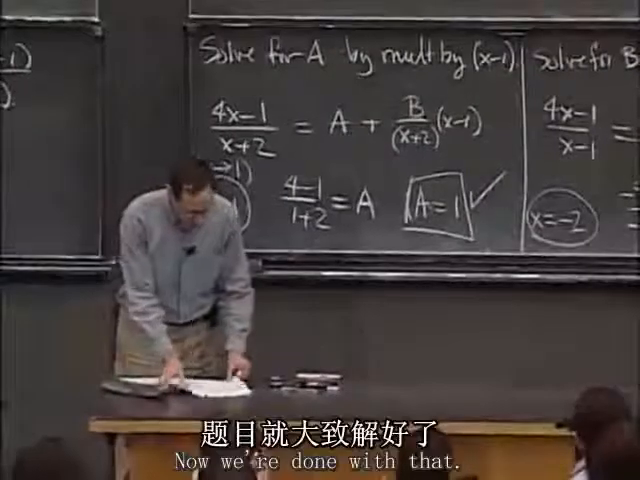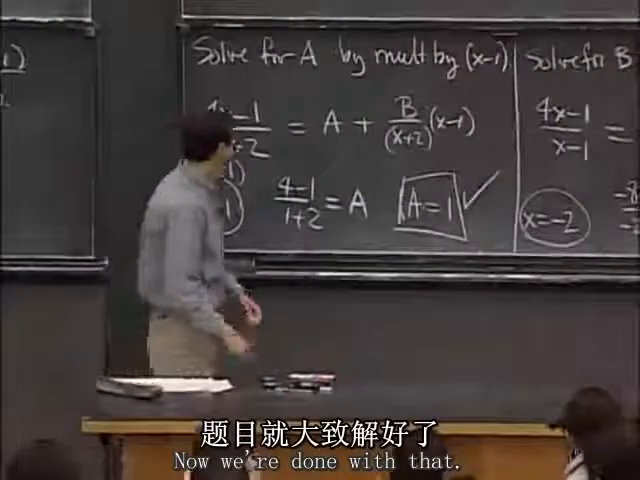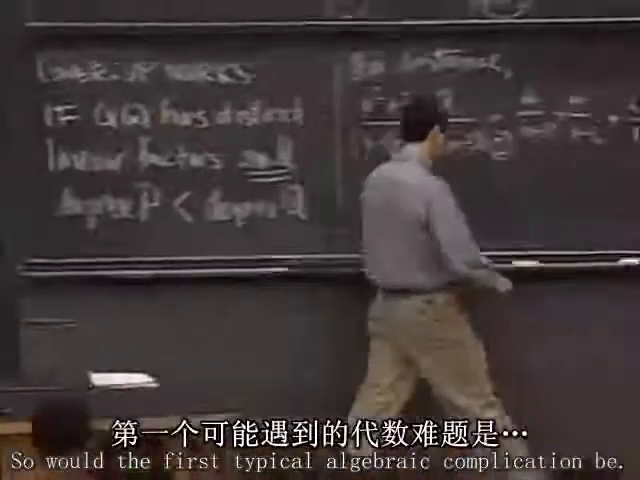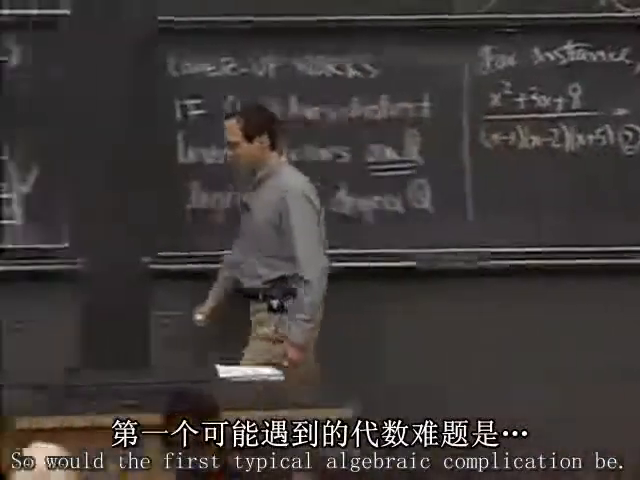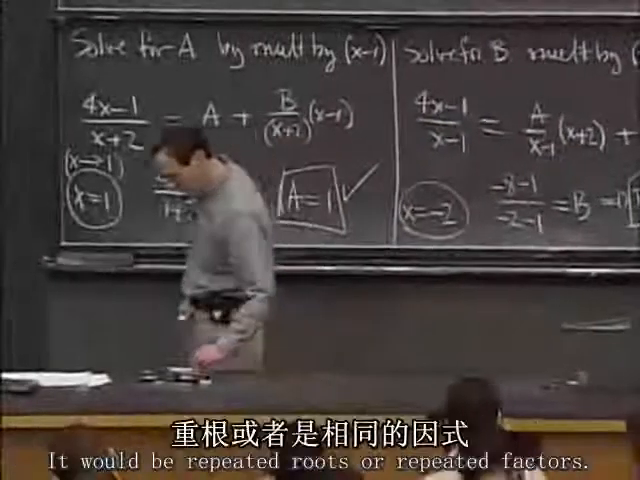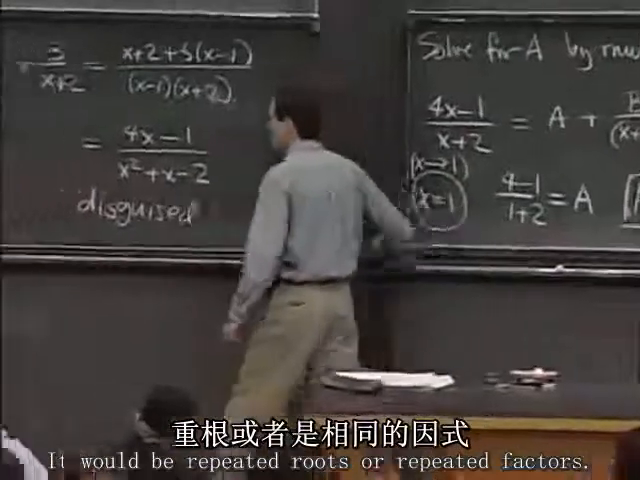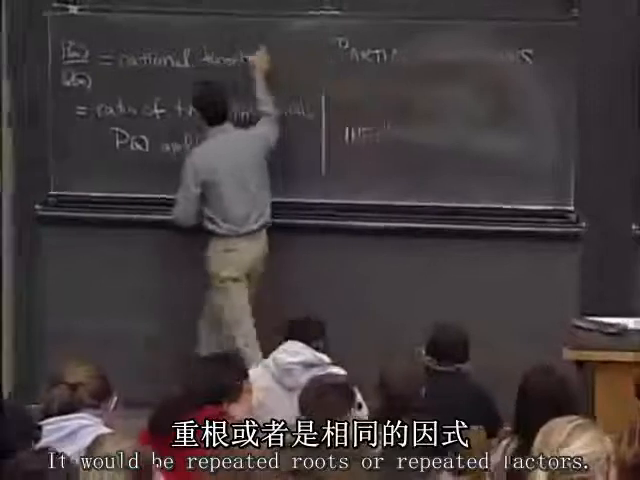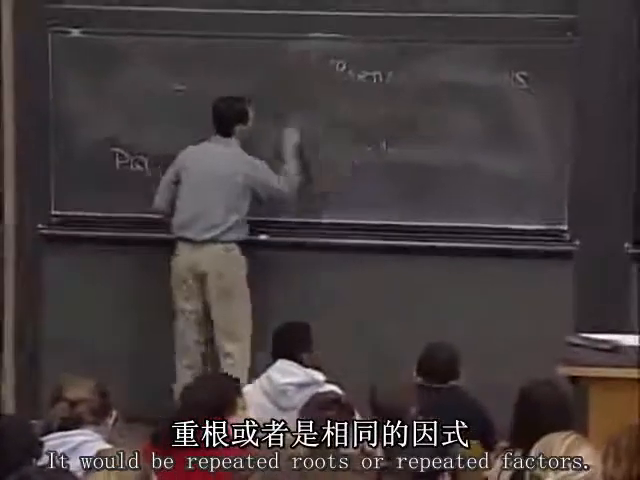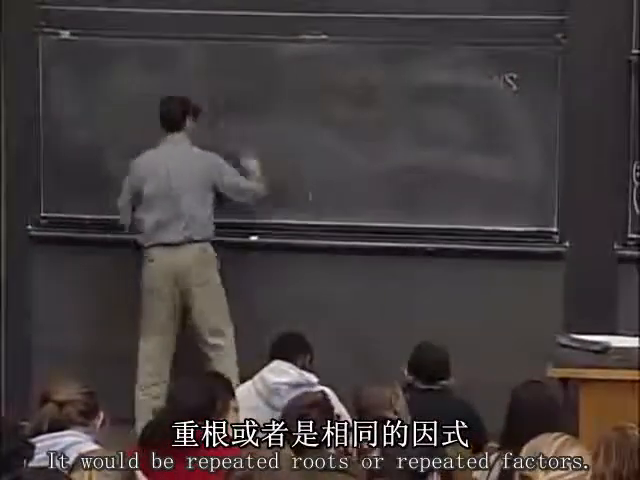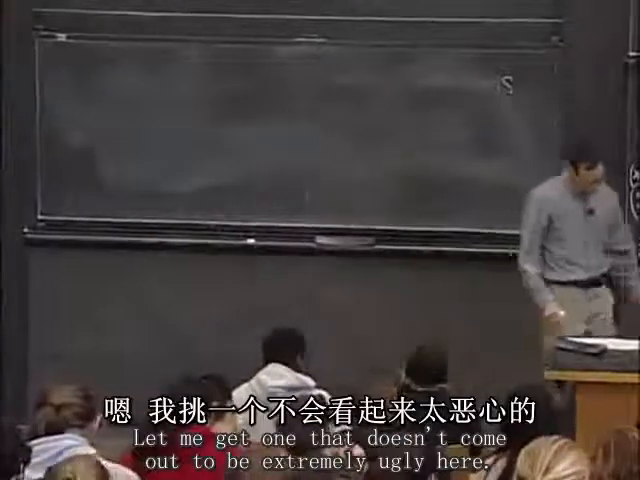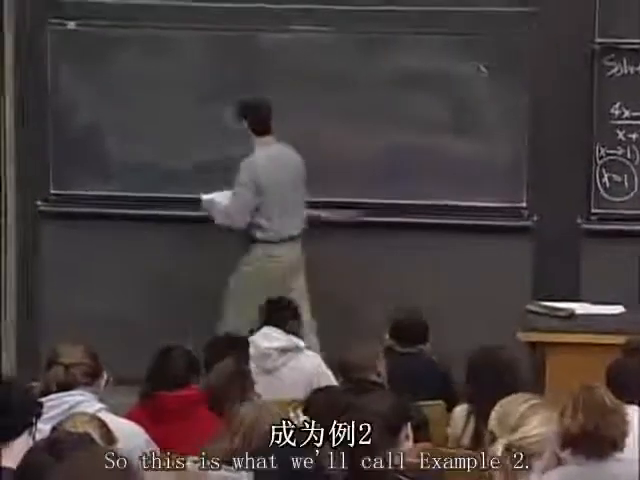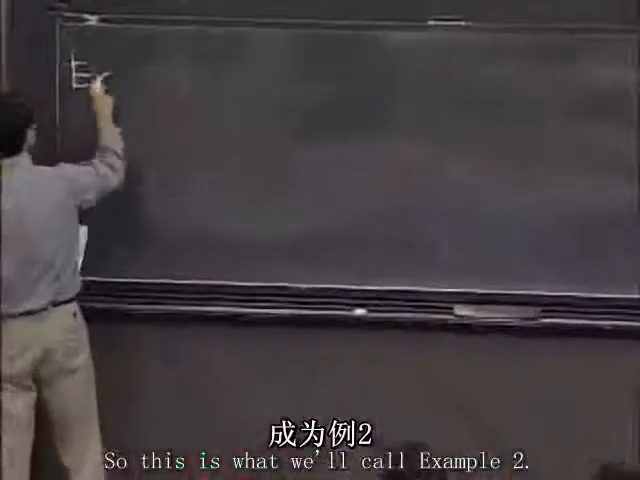Now, we're done with that. And now we have to go on to the algebraic complications. So what would the first typical algebraic complication be? It would be repeated roots or repeated factors. Now let me get one that doesn't come out to be extremely ugly here. So this is what we'll call example 2.